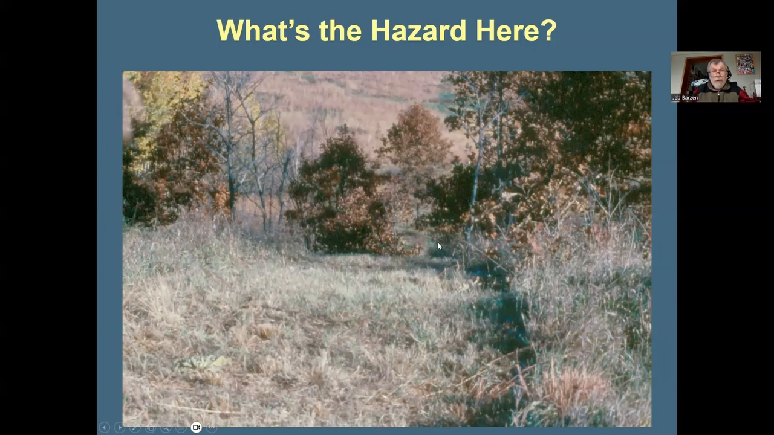If you're lighting going down the hill, you can control the fire. If you're lighting going up the hill, the fire controls you, and you always want to be in control of the fire. So the hazard here is the slope or the change in slope in this particular unit.